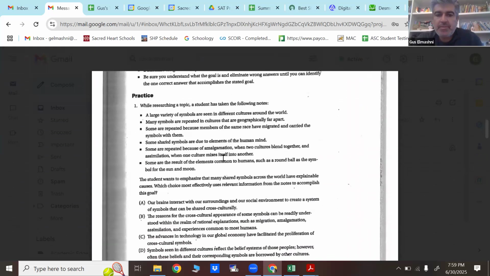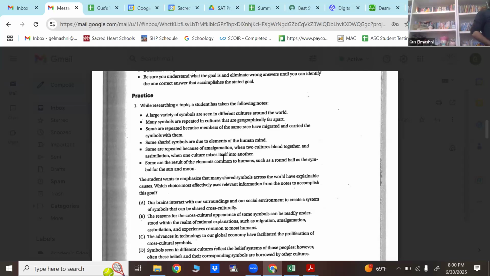Do you see this right here? Number one. Yeah, let's look at number one. So here's how these questions work. They give you a bunch of bullet points, but what you really want to do is answer this question after the last bullet point. The student wants to emphasize that many shared symbols across the world have explainable causes. What choice most effectively uses relevant information from notes to accomplish this goal? So again, you want to answer this question. Okay, so we need to use the bullet points that answer that question.